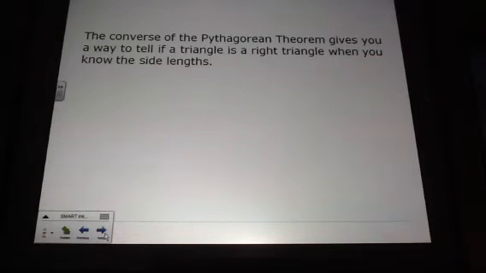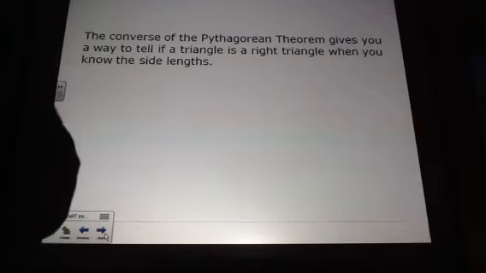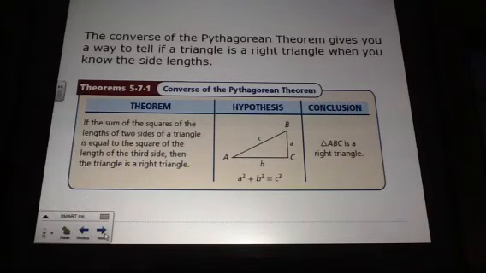The converse of the Pythagorean theorem gives you a way to tell if a triangle is a right triangle when you know the side lengths. Okay. So you've got the converse of the Pythagorean theorem. If the sum of the squares of the lengths of the two sides of a triangle is equal to the square of the length of the third side, then the triangle is a right triangle. Well, that's your Pythagorean theorem there.